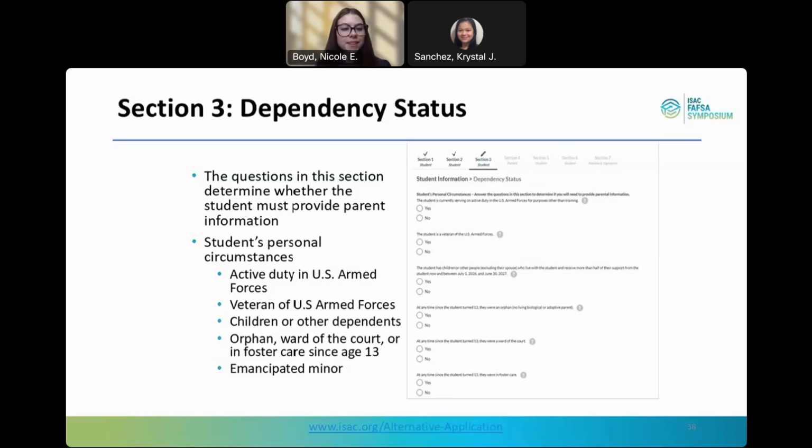Section 3 is dependency status. So this determines whether the student has to provide parent information. The dependency status questions look the same. So they ask about whether the student is serving on active duty in the U.S. Armed Forces, if they are a veteran of the U.S. Armed Forces, if they have children or other dependents, if they are an orphan, a ward of the court, or are in foster care, or have been at any point since they turned 13, or if they are an emancipated minor.